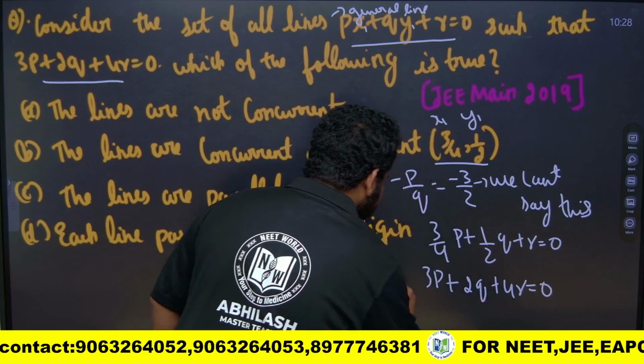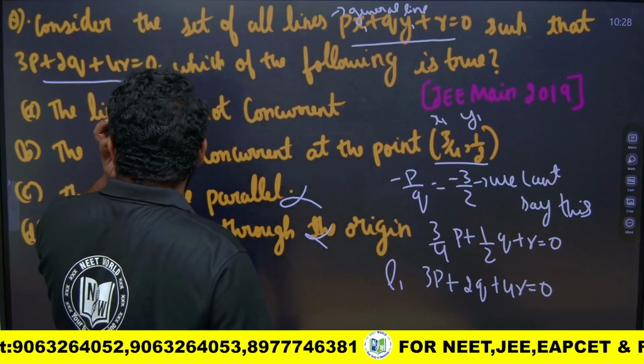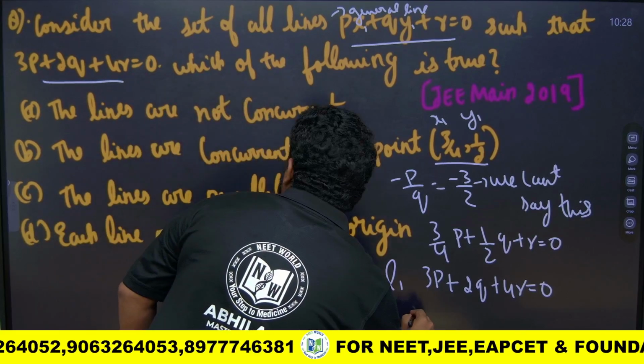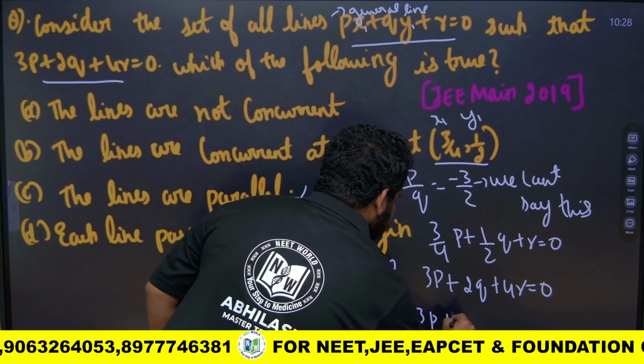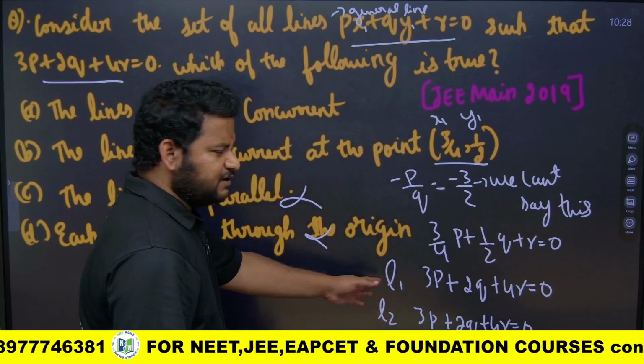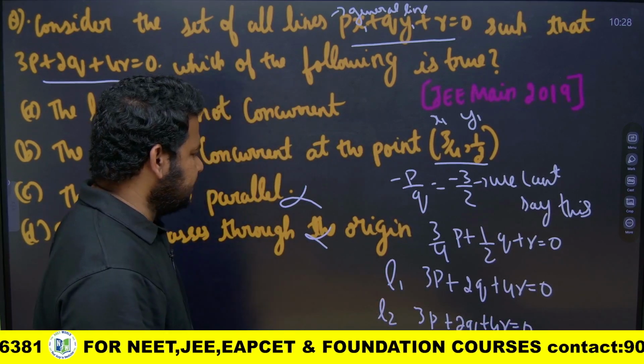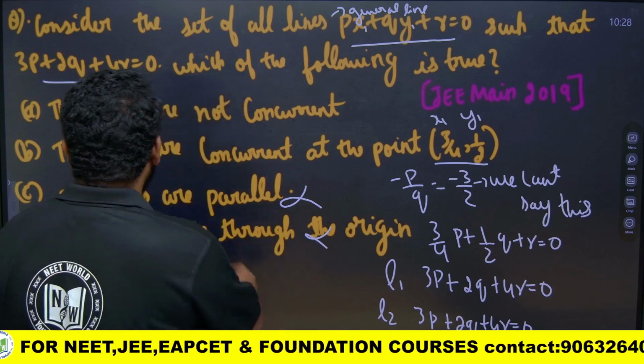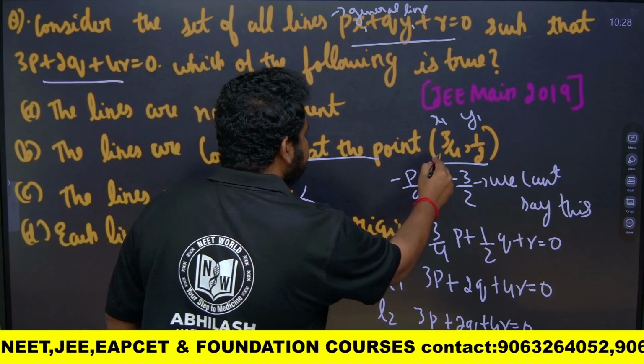This is L1. Now look at L2. L2 is nothing but what? L2 is nothing but 3p plus 2q plus 4r is equal to 0. They are one and the same. L1 and L2 are one and the same. That means they are concurrent. That means the lines are concurrent at the point 3 by 4, 1 by 2.